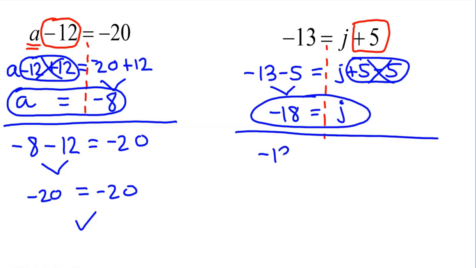And if I check that, just to be sure, plug negative 18 back in for j. Negative 18 plus 5 is negative 13. So I have negative 13 equal to negative 13, and that is the solution.